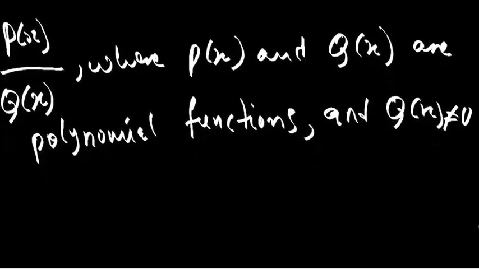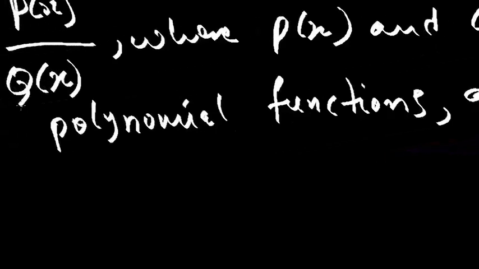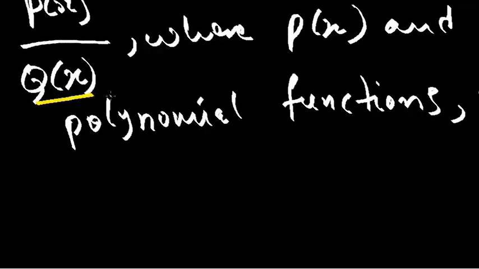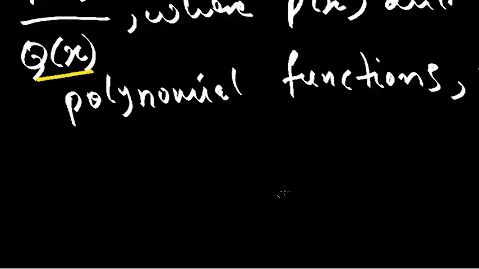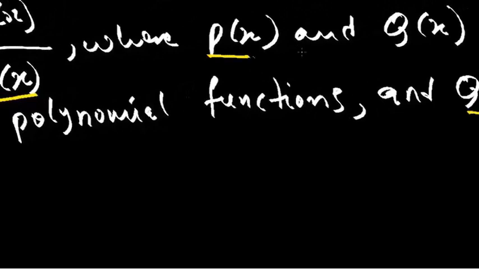And then we are saying that q of x is not equal to 0, because if q of x becomes 0, that is going to make the function undefined. And therefore, q of x is not equal to 0, right? We are also saying that p of x and q of x are polynomial functions.